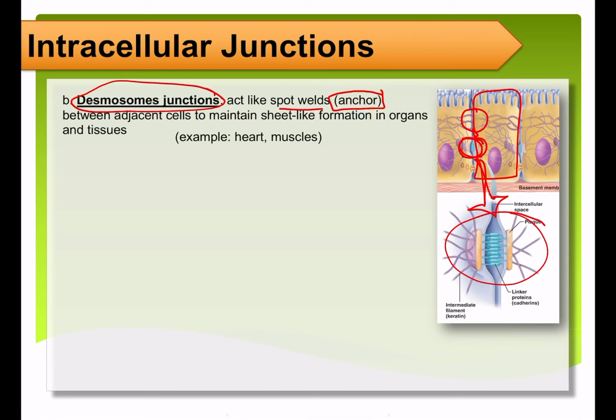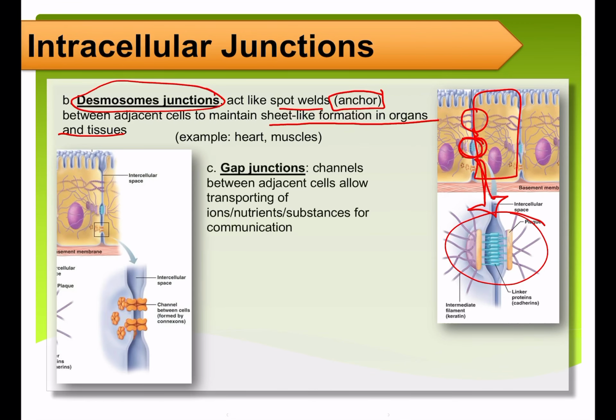These anchors reside between adjacent cells to maintain sheet-like formations in organs and tissues. They are kind of like little staples between cells that keep them together to make up a whole sheet of tissue, which will serve as, for example, a layer of your heart or a layer of your muscles. But they are not watertight seals like tight junctions. They're just little staples that staple the cells together. That's the desmosome junction.